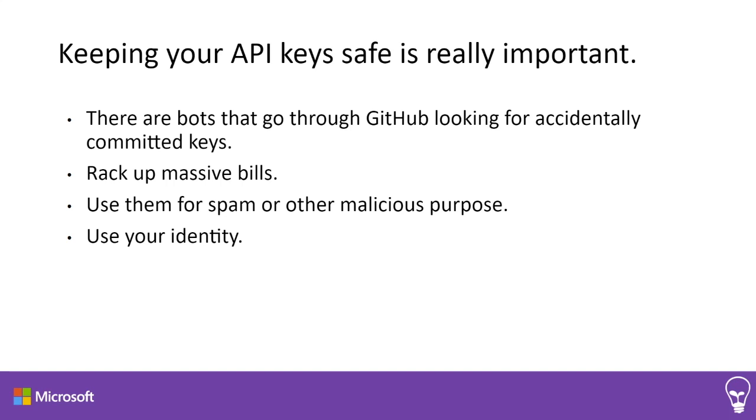Keeping your API keys safe is really important. There are bots that go through GitHub looking for committed keys, and what they try to do is find an API key for your email, or passwords for your email, or your Twilio, or whatever to send text messages, and they rack up massive bills just spamming everyone, and it's not a good look. And particularly if you leak your GitHub API key or things like that, then they can just use your identity. So it's not great to be committing your key everywhere.